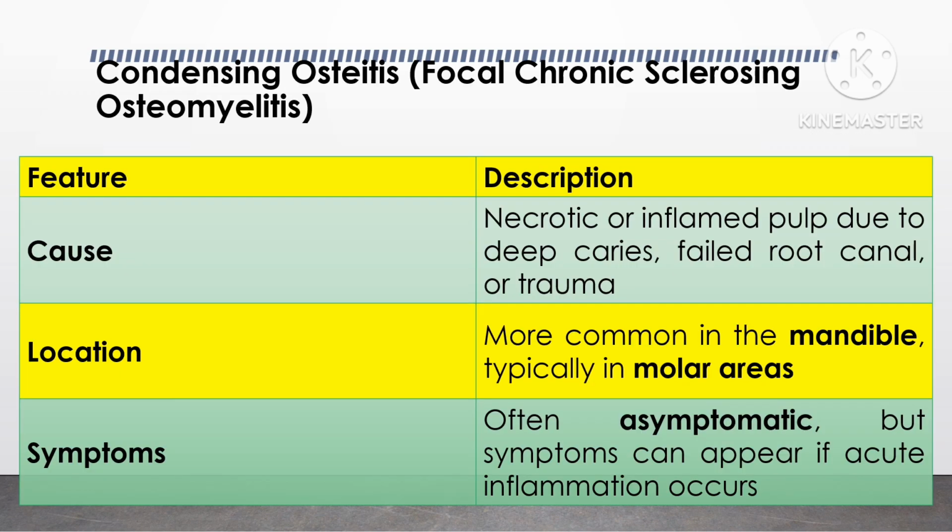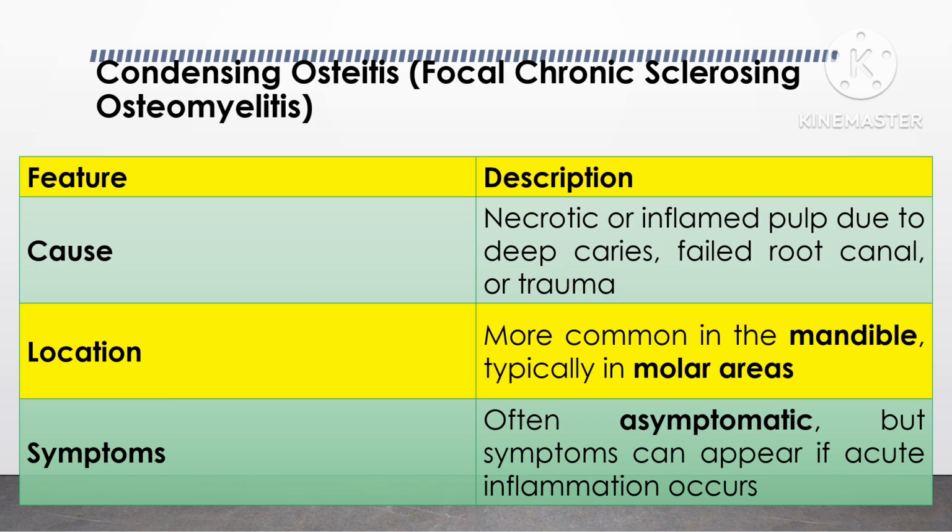Now we'll discuss condensing osteitis, which is also known as focal chronic sclerosing osteomyelitis. It happens when the pulp of a tooth becomes necrotic or inflamed, and this tooth is usually deeply decayed, restored, and having an RCT with poor prognosis. The body reacts by making the bone around the tooth denser. That is why it is termed sclerosing.